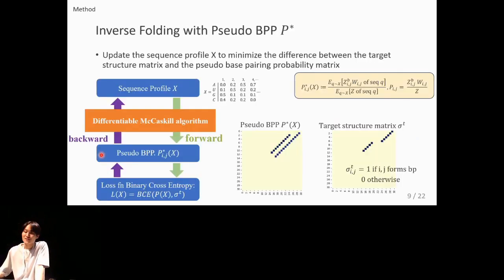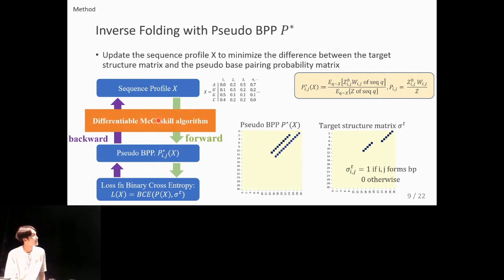This slide introduces our framework for inverse folding. In the figure on left, you can see that our model inputs the sequence profile X and computes the pseudo base pairing probability P star through differentiable McCaskill algorithm. And then we update the sequence profile X to make pseudo BPP matrix similar to the target structure matrix.